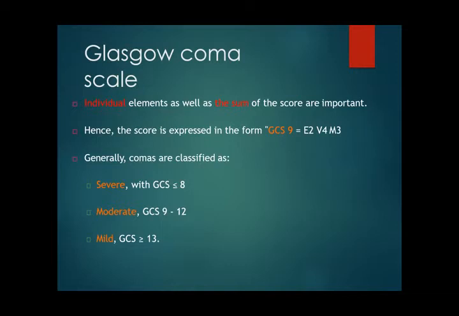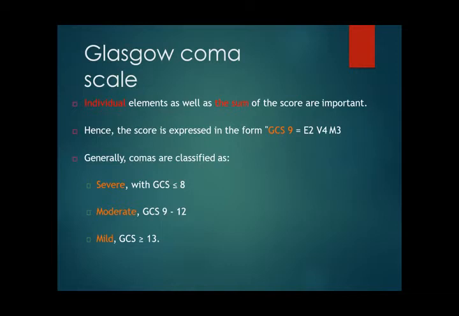Now, generally, the score is expressed in the form of GCS. Like if eye response is 2, verbal is 4, and motor is 3, we write it as GCS 9 is equal to E2, V4, and M3. This is how we write it. Now the comas are classified as severe coma, GCS less than 8, moderate is 9 to 12, and mild is around 13 or more than 13. We consider it as mild.